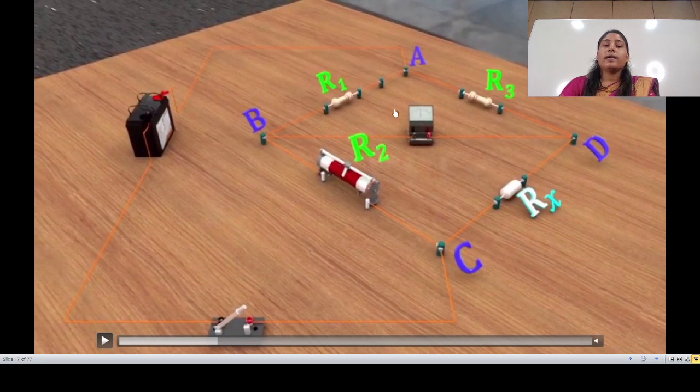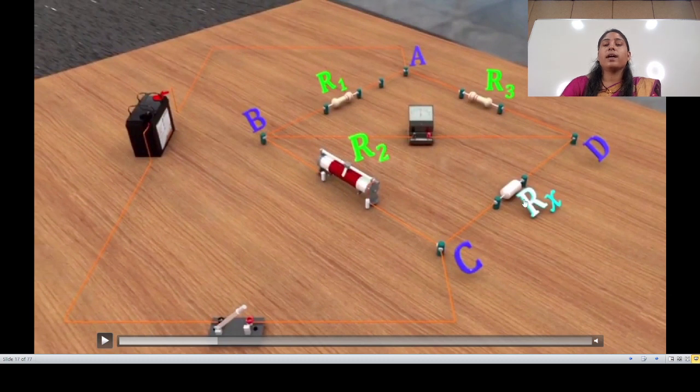Here, A and C are at higher potential, and between B and D there is a galvanometer connected. At terminal B, the negative terminal of the galvanometer is connected, and at point D, the positive terminal is connected. R1 is the known resistance. With the help of color coding, we can find out the known resistance. Here R3 is another color coding resistance. With the help of those color rings, we can calculate the value of the resistance.